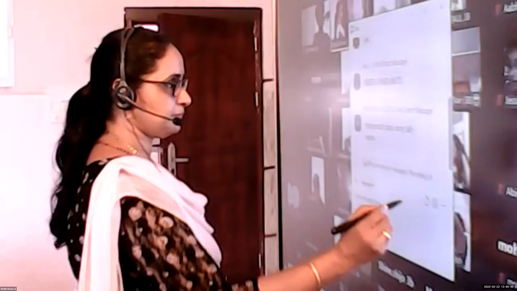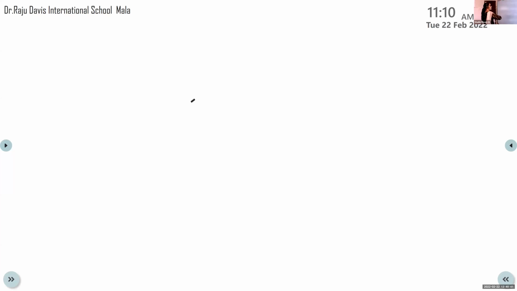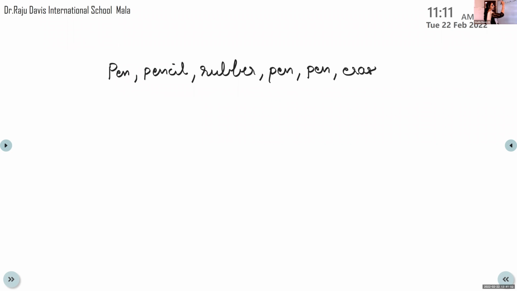Suppose I'm going to share the board now. Suppose the items are given. Suppose some items are given here, like pen, pencil, rubber, eraser. Then again, pen, eraser. It's not rubber, it's eraser. Then pencil. The names of some stationery items are written here on the board now.